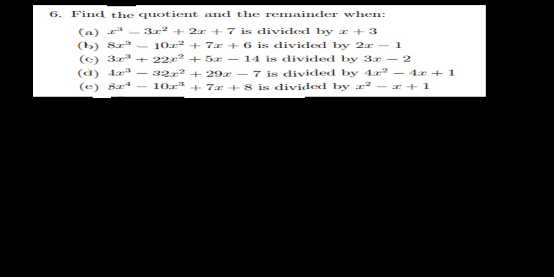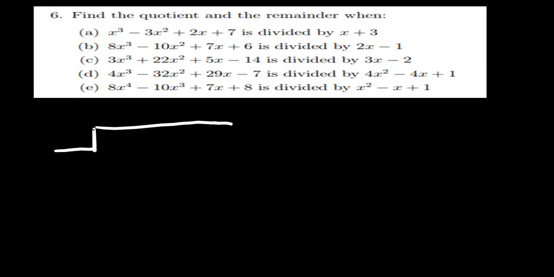So we're saying find the quotient and the remainder when that is divided by that. If we're finding the quotient and the remainder, there are two methods you can use. You can use either long division or synthetic division. For the first one, I'm going to solve it using both, synthetic division and long division.